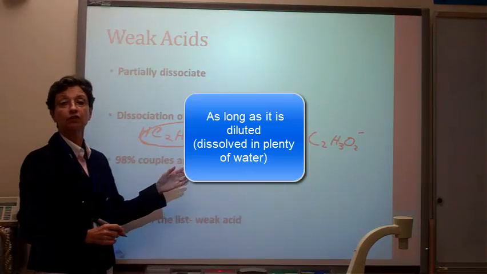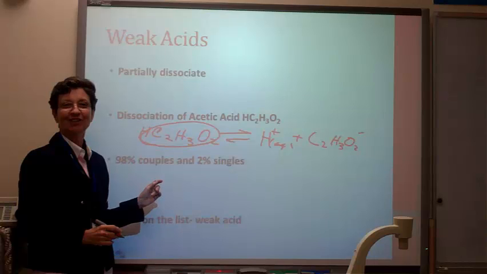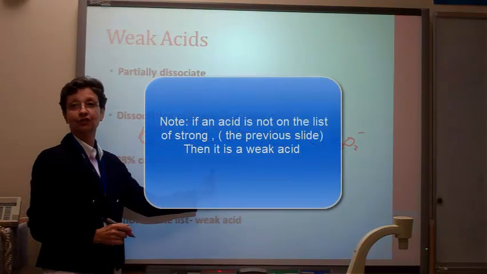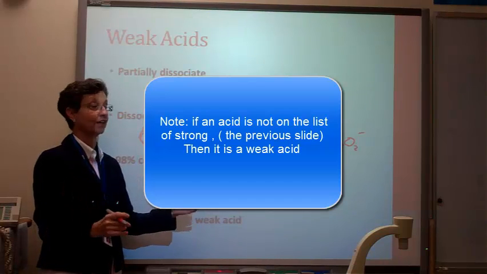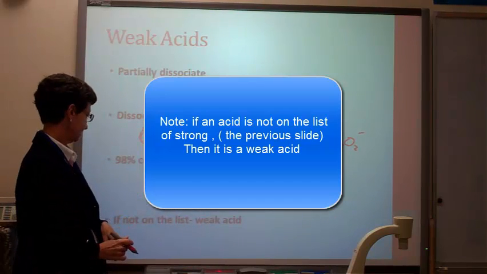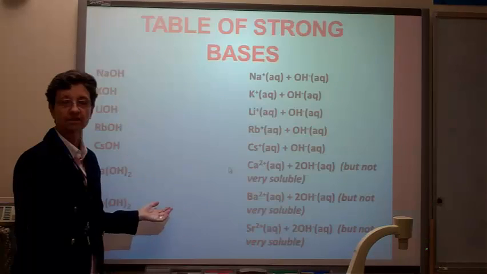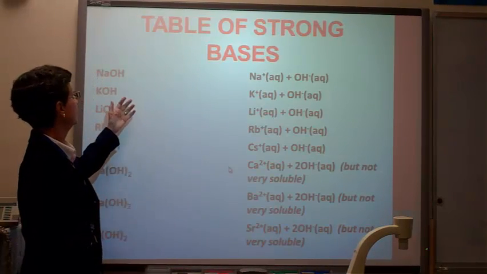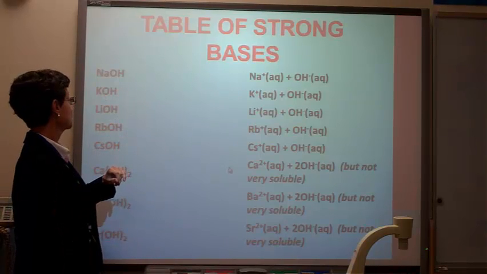98% of the couples and 2% singles. So here they stay together and 2% may dissociate. These are weak acids. Now, this is a list of strong bases. And these strong bases have something in common, and I'm going to ask you about that.